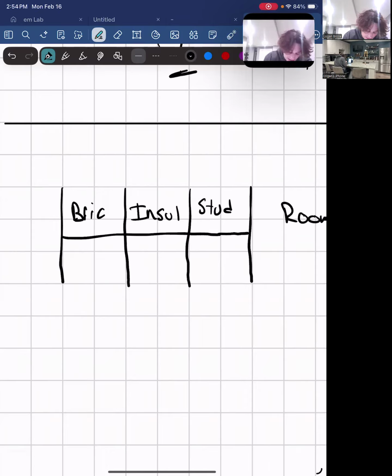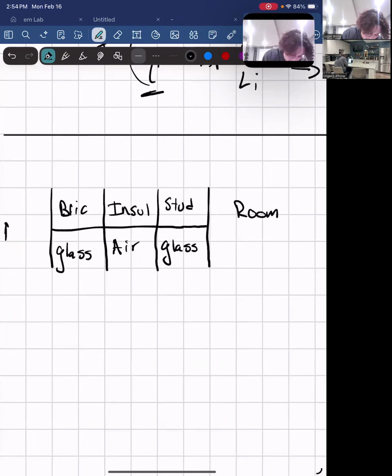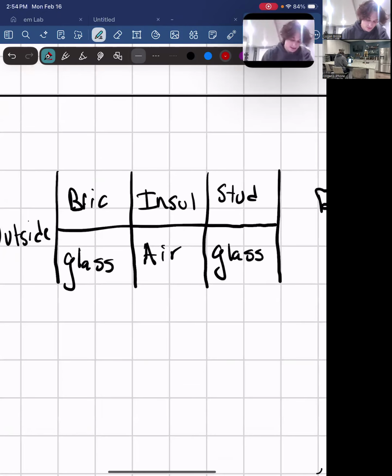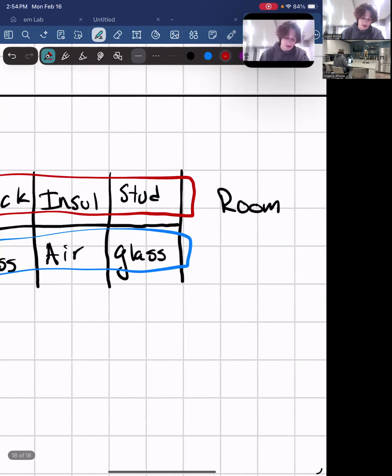And then on this side, let's say we have a double paned window. So we have our glass, the little bit of air or argon, but we're going to say air, and then glass again. And then out here we have our outside. What we're going to do here is break this down into our two different sections: we have our window and we have our non-window.